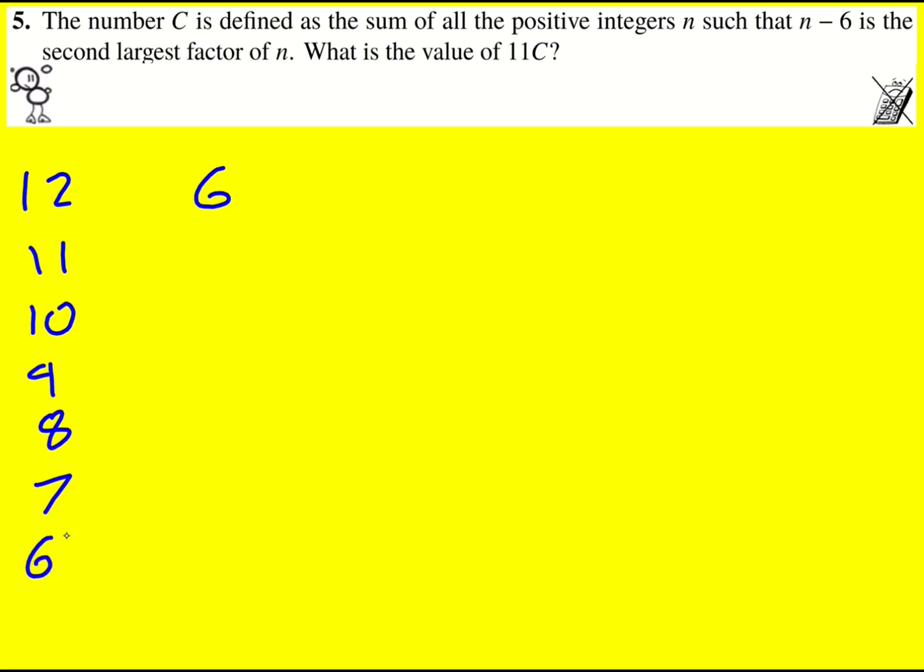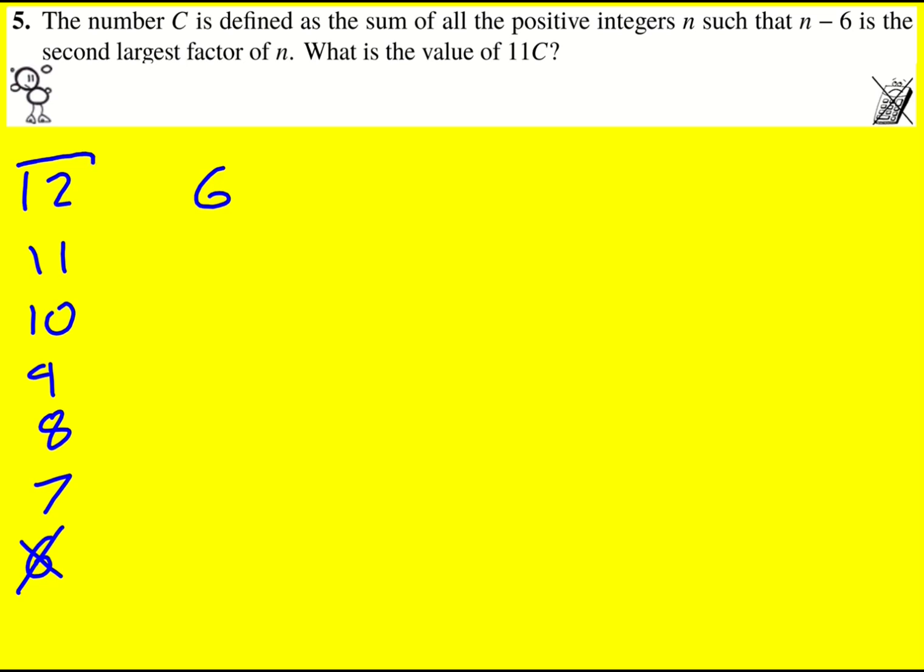In fact, we can stop at 7 because at 6, n minus 6 is going to be 0, which is not going to be a factor. And then for negatives, well, you might get n minus 6 as a factor, technically. Like 4 minus 6 would be minus 2, which is a factor of 4, you could argue. But it's definitely not going to be the second largest factor, so we can ignore that.